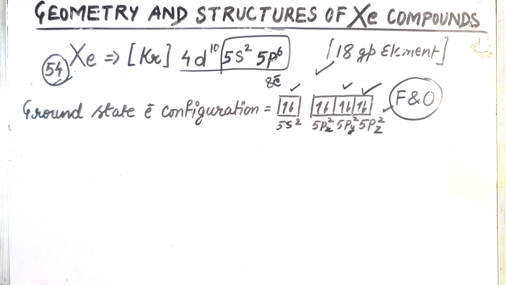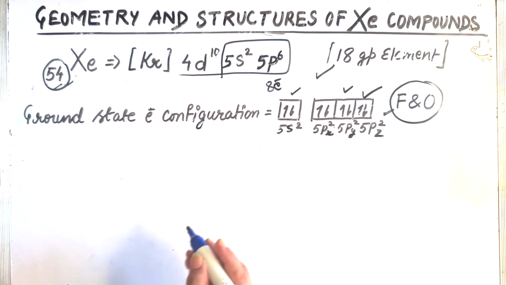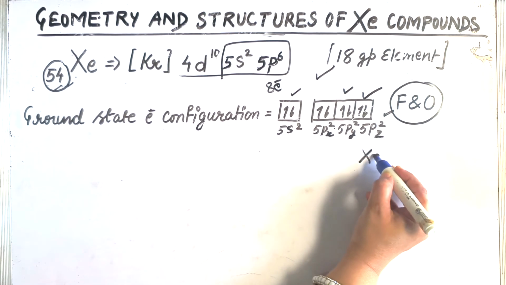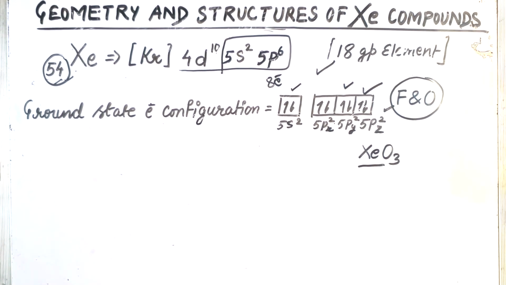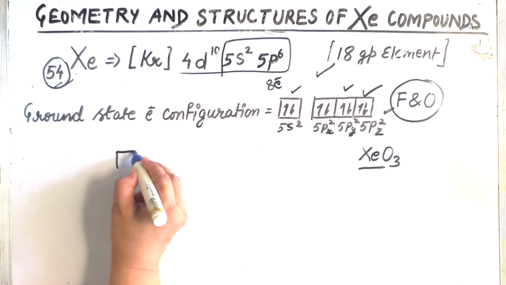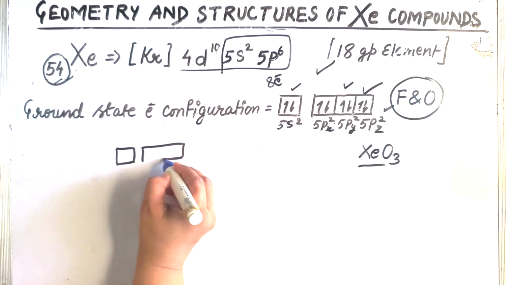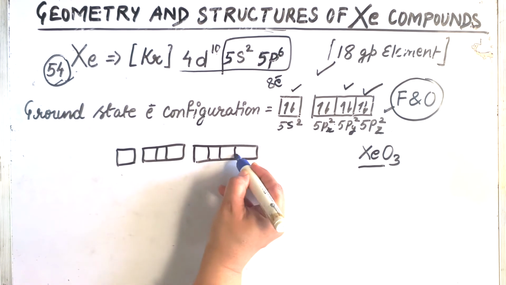Okay, now I am going to discuss the compound with oxygen. I am taking the example of XeO3. So here we are going to make XeO3 from the xenon. Now for xenon here, the configuration will remain the same for the ground state, and I am drawing it again. The ground state configuration will remain the same.